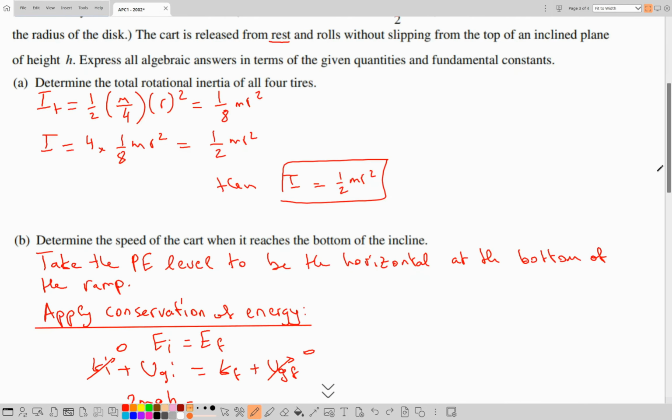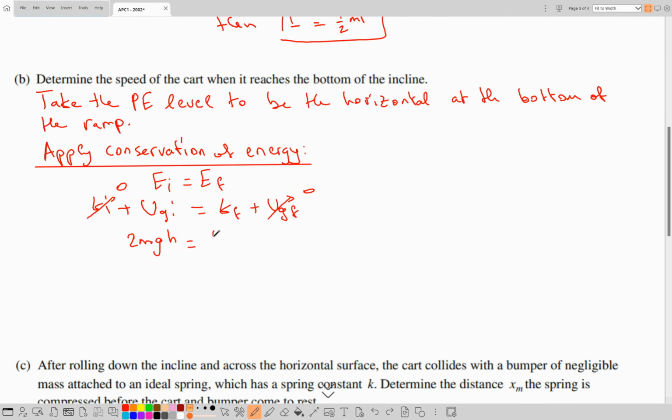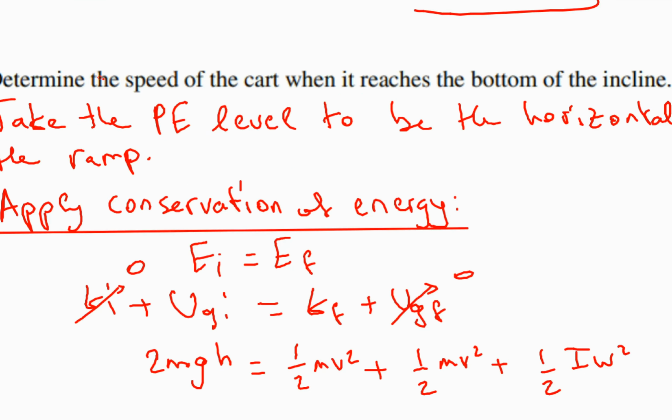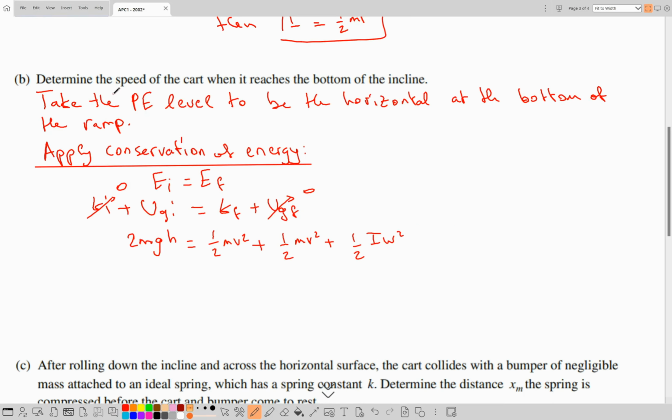So here let me state the kinetic energy: half mv square for the translational motion of the cart, plus half mv square for the translational motion of the 4 tires combined, plus half I omega square, which is the rotational kinetic energy of the 4 tires combined. Now we are interested in determining the speed of the cart at the bottom of the incline or the ramp.